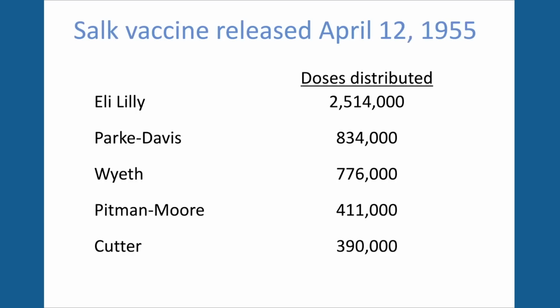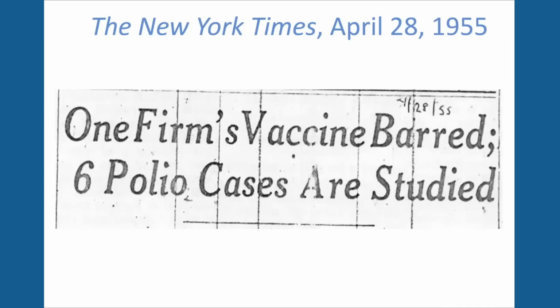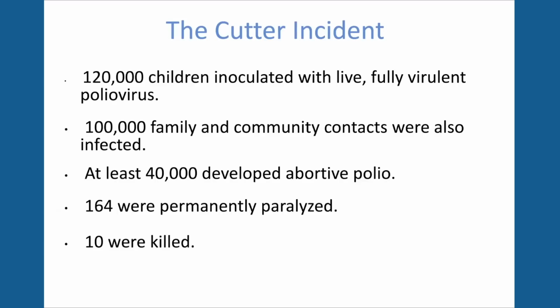Efficacy was 65% against type 1, 100% against type 2, and 96% against type 3 induced polio. And Salk's vaccine was then released on April 12, 1955 by these 5 companies that had basically this number of doses distributed. 2 weeks later, this headline appeared in the New York Times: One firm's vaccine barred, 6 polio cases studied. This was the beginning of what eventually was called the Cutter incident.